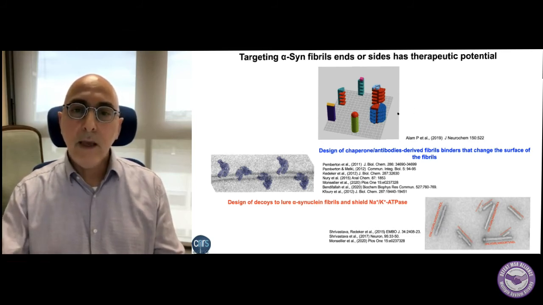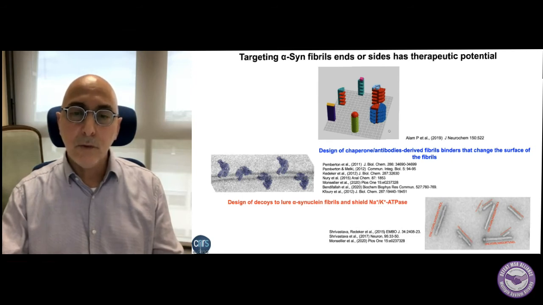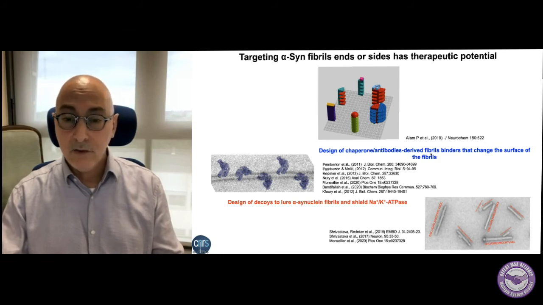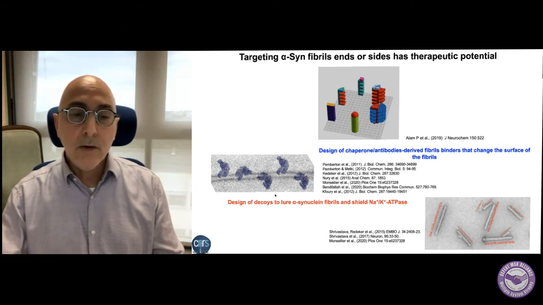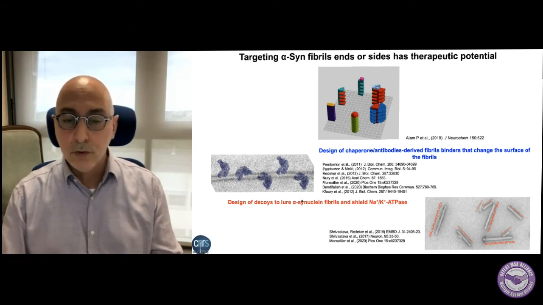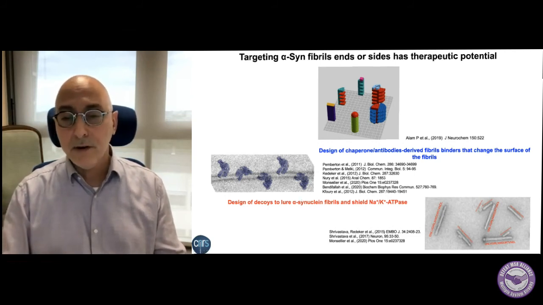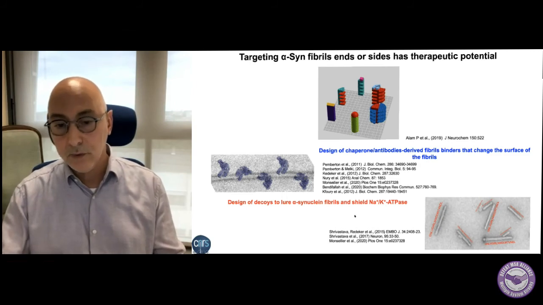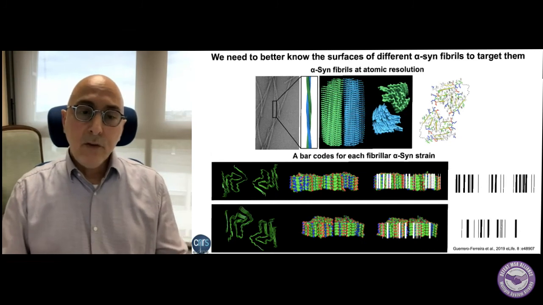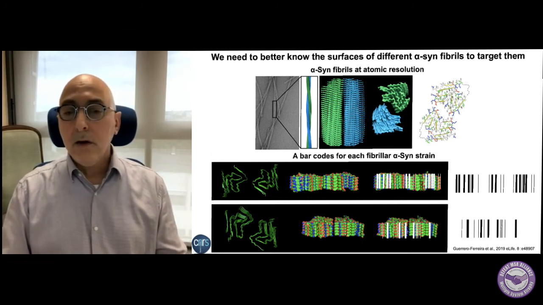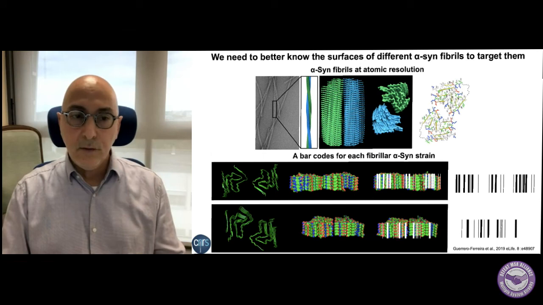So what we aim for in my lab is to modify the surfaces of the fibrils by binding ligands to these surfaces so that they change, and the fibrils this way are no longer able to bind to the neuron. And what we are trying to produce are decoys to lure the fibrils and shield their authentic receptors, for example, the sodium-potassium ATPase. But to reach this objective, we need to better understand the surfaces of these fibrils.